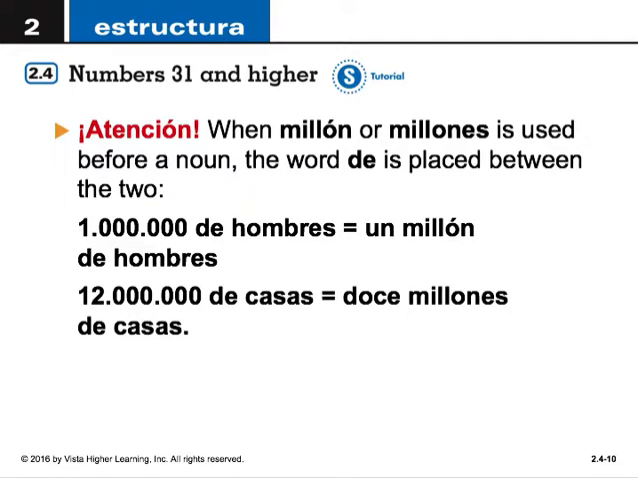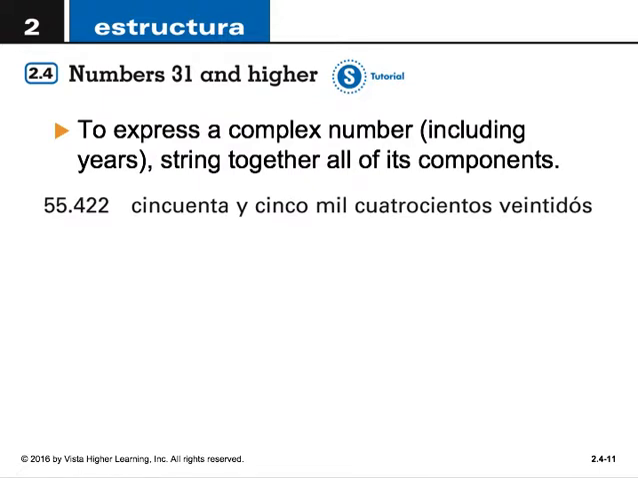When millón or millones is used before a noun, the word de is placed between the two. Por ejemplo, un millón de hombres is a million men. Or 12 millones de casas would be 12 million houses. They always use the word de here. It's something we don't do in English.